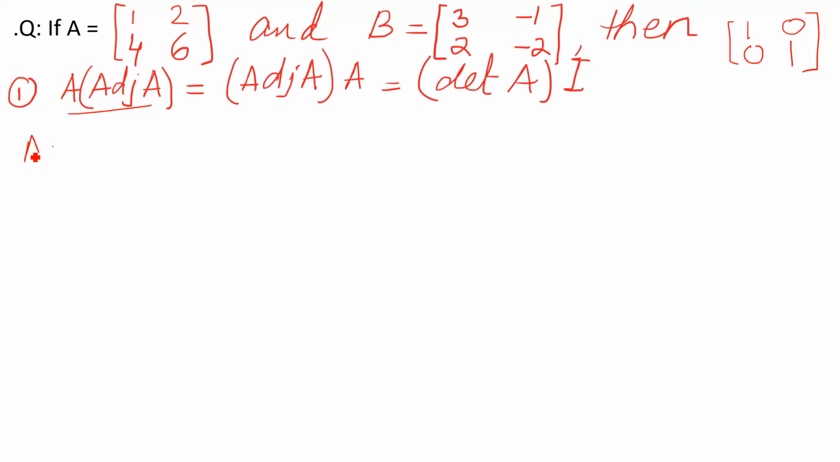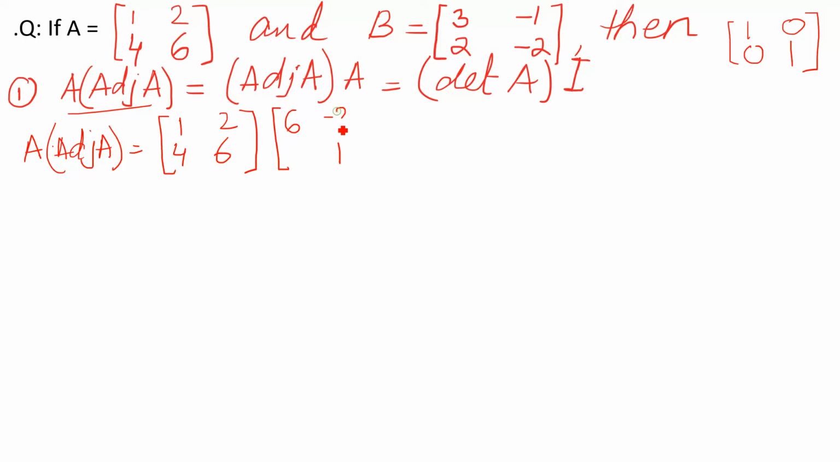So see, A multiplied by the adjoint of A. A is 1, 2, 4 and 6, right? And then multiply by the adjoint of A. How will we make the adjoint of A? Switch the position of this 6 and 1. 6 will come here, 1 will go there, and for the other two you do not have to switch the position, only change the sign. If it is positive, make it negative. If it is negative, make it positive. This is the adjoint of A.